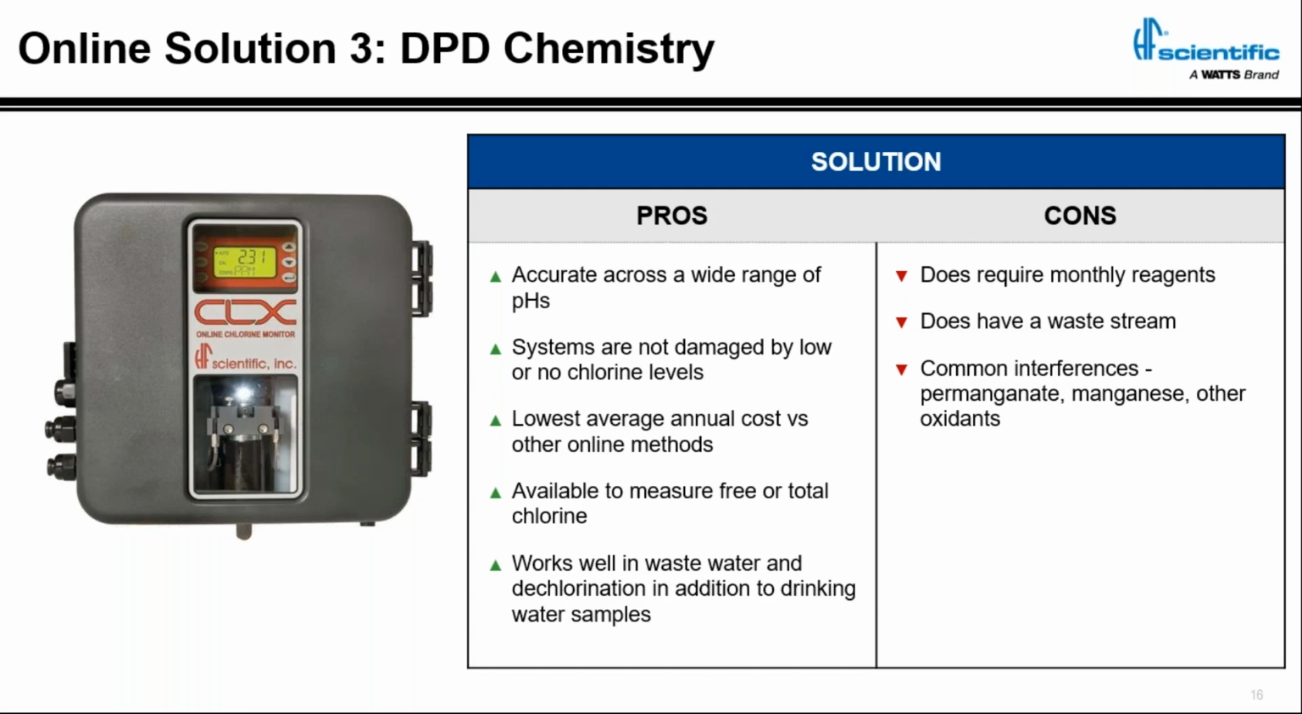The big detriment of this one is because you are adding reagent to the sample, you're going to have a waste stream that goes to a drain or a sewer. And so these can be more challenging to put in distribution systems. The common interferences are the same as those that we previously discussed for the DPD technology. So permanganate, manganese, and other oxidants.